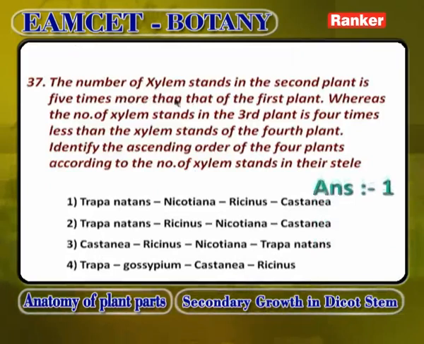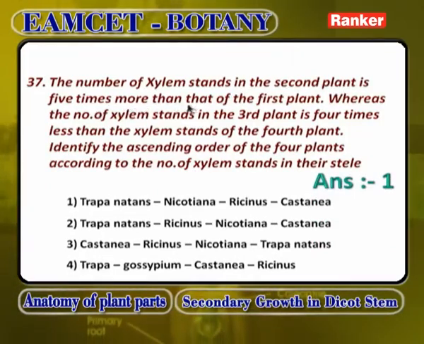The number of xylem strands in the second plant is 5 times more than that of the first plant, whereas the number of xylem strands in the third plant is 4 times less than that of the fourth plant. Identify the ascending order of the 4 plants according to the number of xylem strands in the stele. Trapa natans 1, Nicotiana 2, Ricinus 5, Castanea 8. So, answer is 1. Trapa natans, just to confuse you, the number of xylem strands in the second plant is 5 times more than that of the first plant is given. Okay. So, answer is 1.